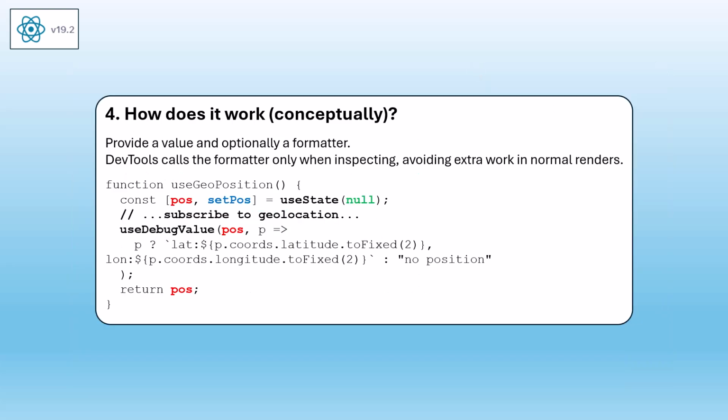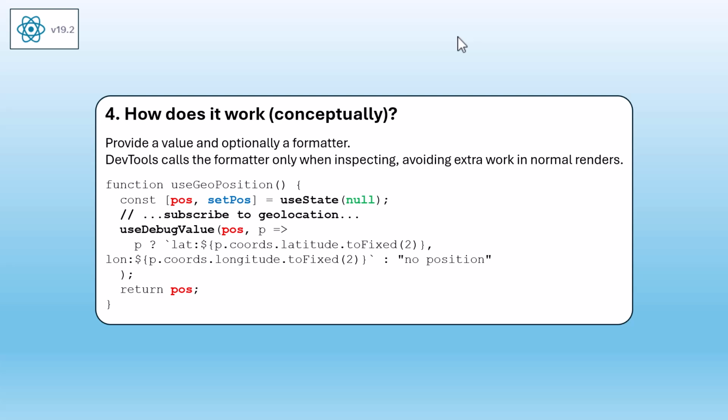4. How does it work, conceptually? At a high level, using useDebugValue means that at the top level of your custom hook you signal to React, here is a value I'd like to show in DevTools when someone inspects a component using this hook. You provide that value, and optionally a formatting function that transforms it into a more readable presentation. When DevTools is rendering the component tree, if it sees that hook, it will call that formatting function, if provided, with the raw value and then display the result.